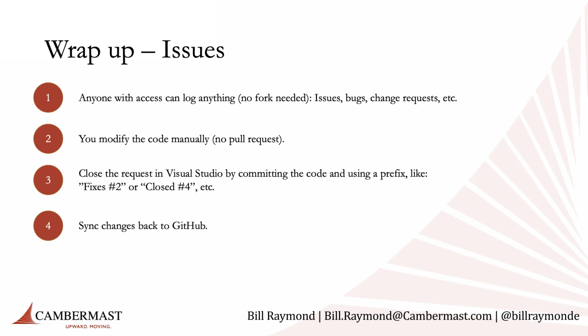Once you're done with that, if you decide to close that item, then you can include that in your commit. What you do is you prefix that commit with fixes, fixed, close, or closes, and just put the number next to it. Once you do that, it will automatically update and close in GitHub the next time you sync your changes back.